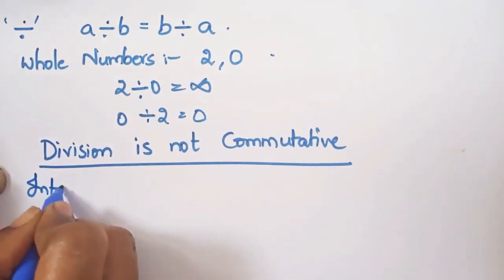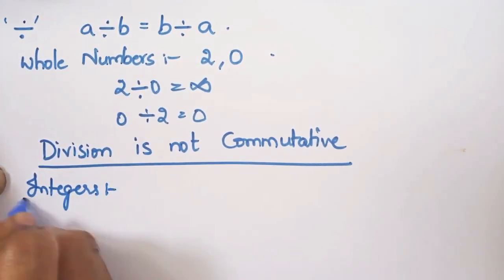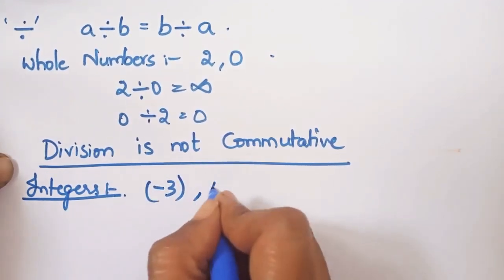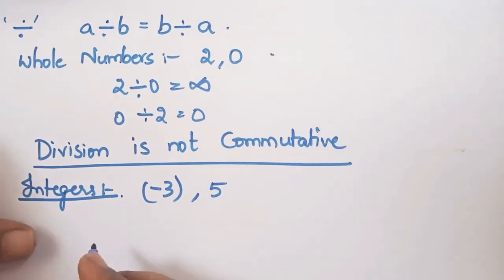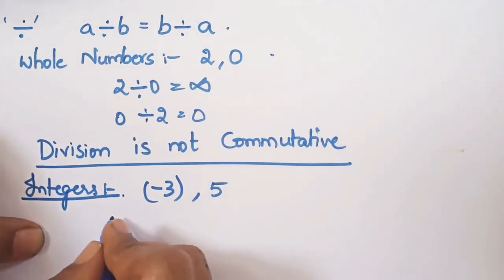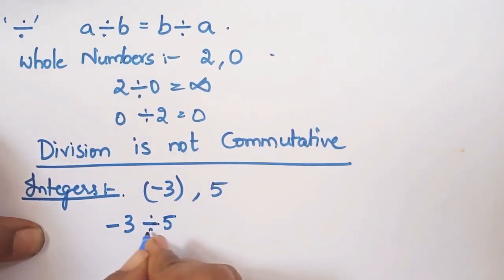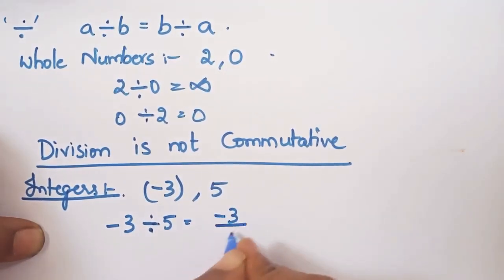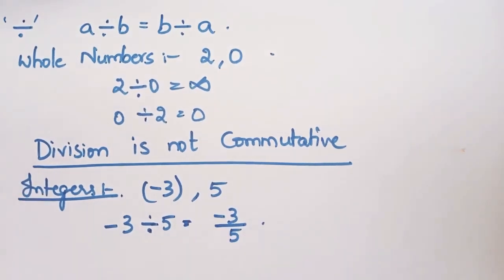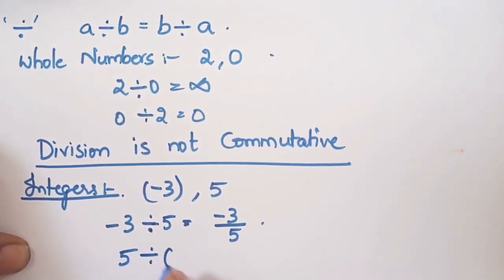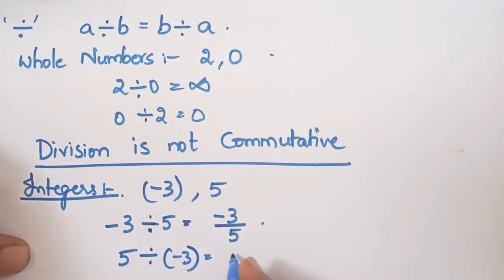Let us check for our integers also. Immediately, we will take two integers like -3 and 5. Okay. Firstly, I will do my A divided by B, -3 divided by 5. That means we write it like this. We can write it -3 by 5. Whereas my B divided by A is 5 divided by -3. So it will be 5 by -3.